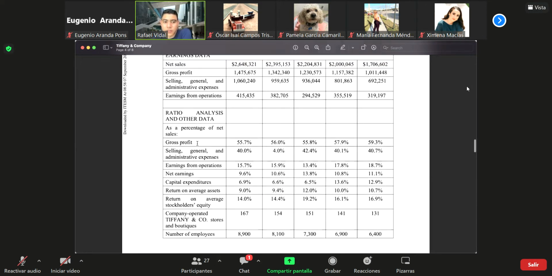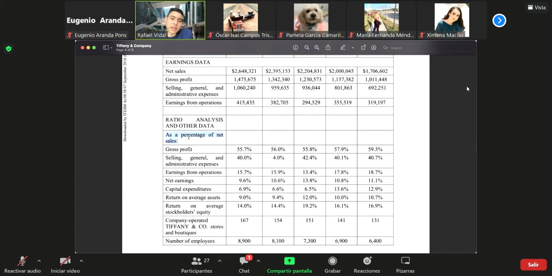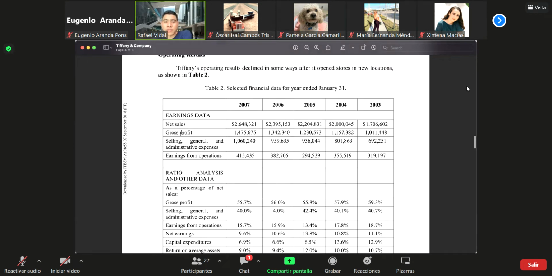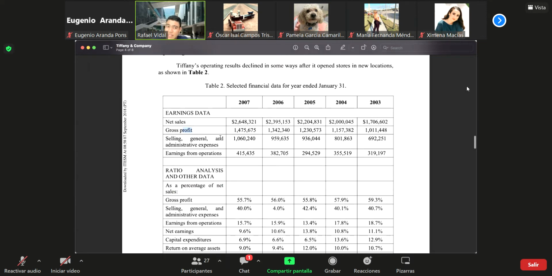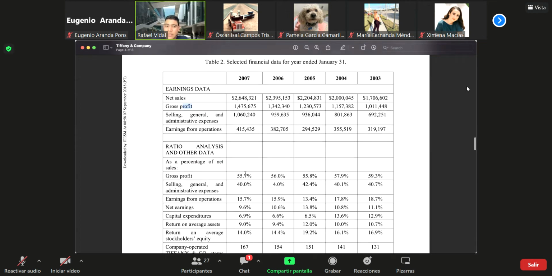Gross profit. Can someone tell me what's the definition for gross profit? We already saw that profit margin. Oh, okay, it says here as a percentage of net sales. So even though it says gross profit, it is talking about gross profit margins because it's dividing it by sales. Remember, the gross profit here is the revenue minus the cost of goods sold. And even though we see this number increasing, if we divide it by the revenue and get the margin for it, the margin is decreasing.